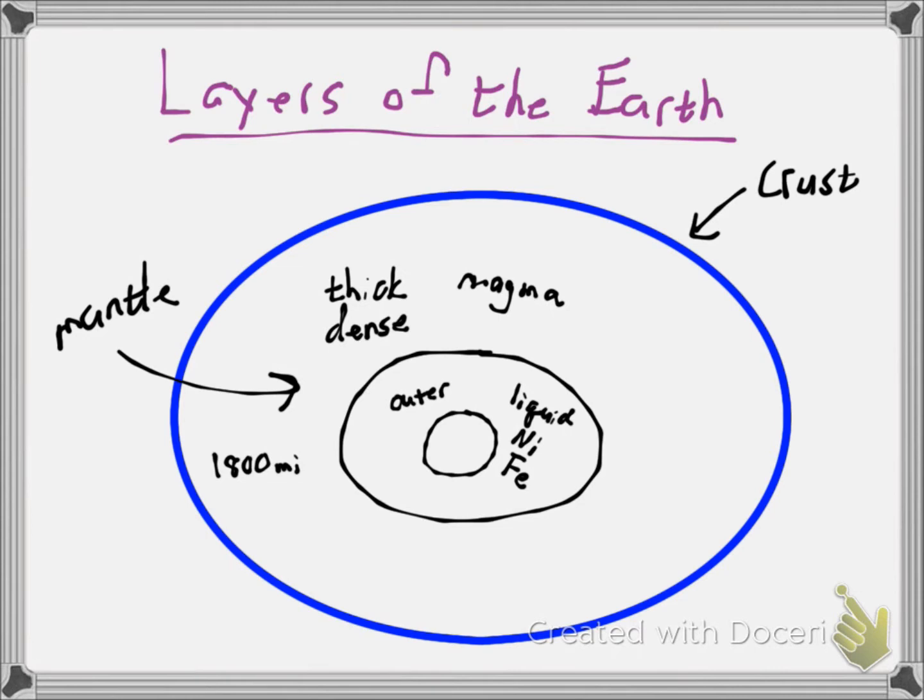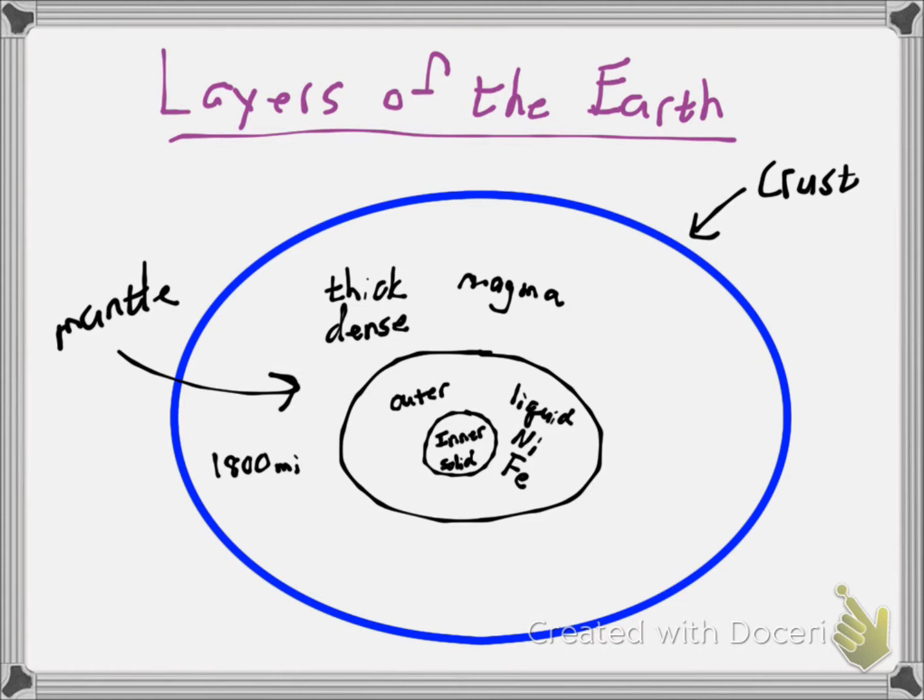The inner core then becomes a solid due to the incredibly high pressure at that point. The metals are squeezed together so hard that even though they're hotter than the outer core, they stay in a solid state because of all the pressure pushing down on them. So the inner core is actually solid and still comprised of the iron and the nickel. And so those are the 4 layers of the Earth.